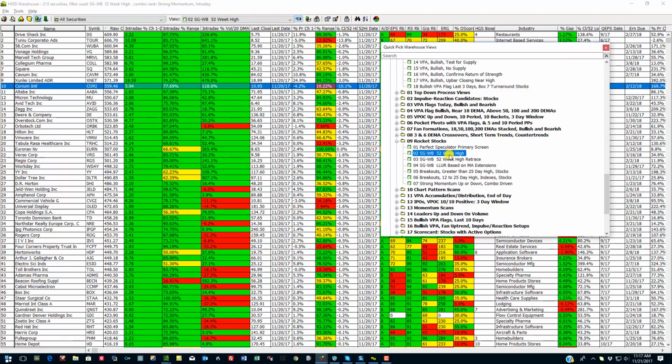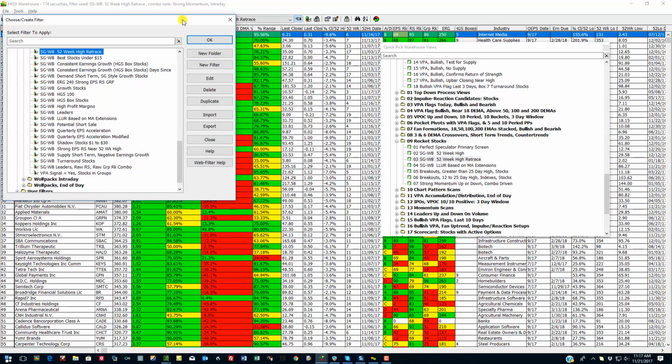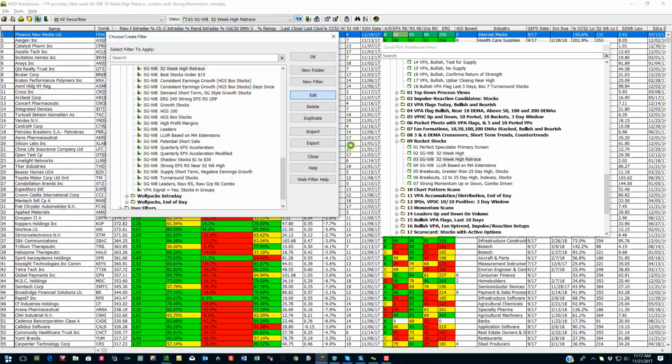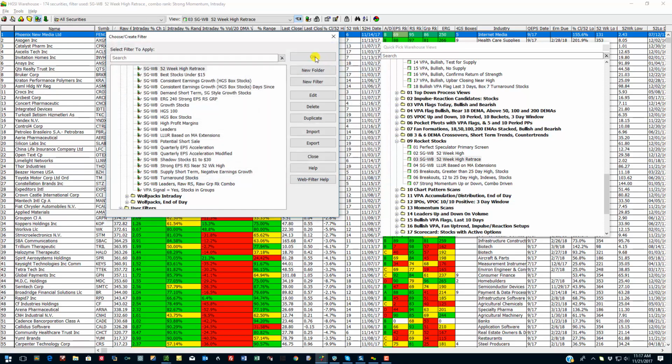Okay, 52-week high. These are stocks that have pulled back a little bit from the 52-week high, and this once again is an end of day filter. This is a filter that I built probably 15 years ago, maybe more. Percent close to the 52-week high is less than 2%, but greater than 10% pullback. So it's between 2 and 10% pullback.